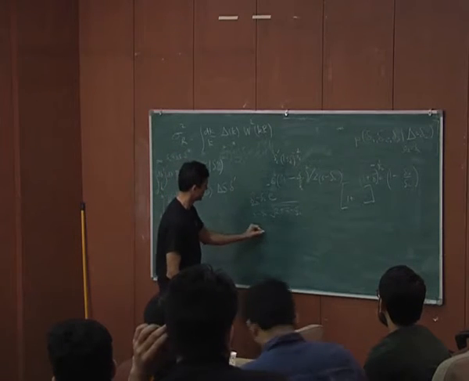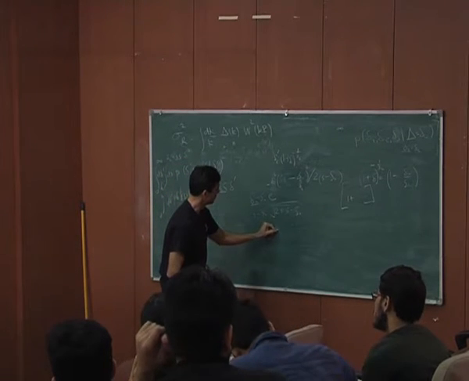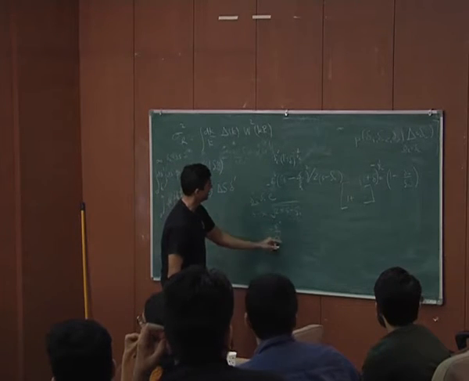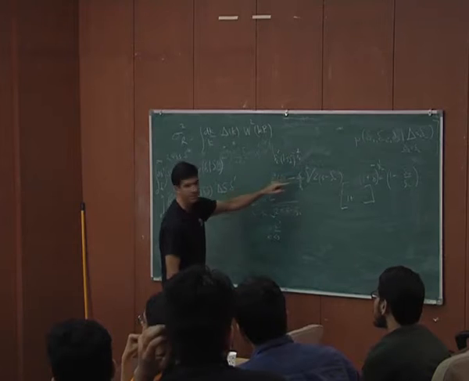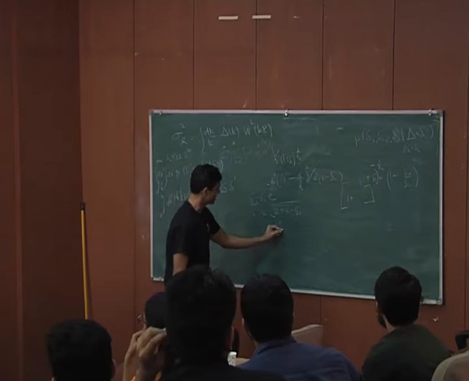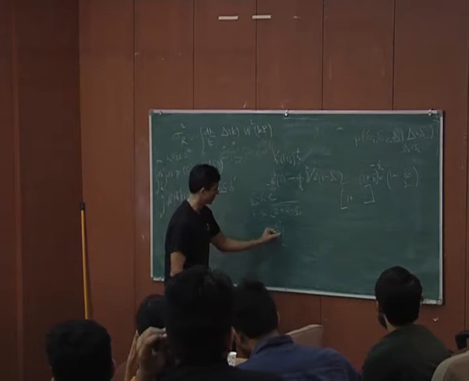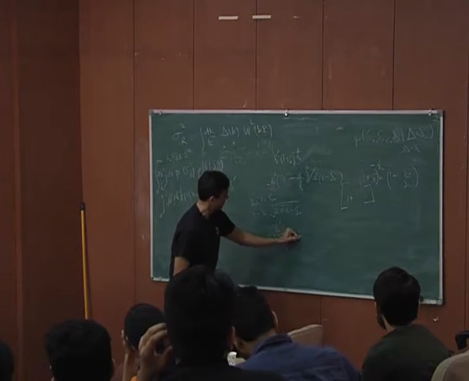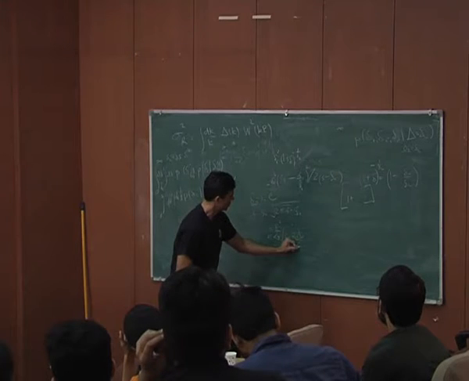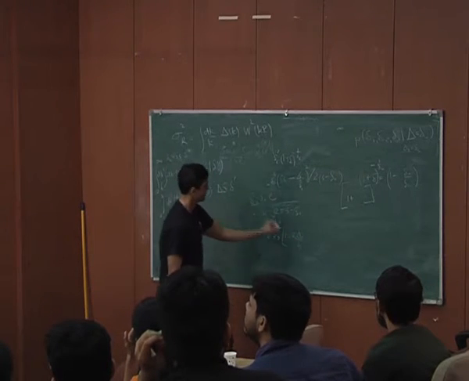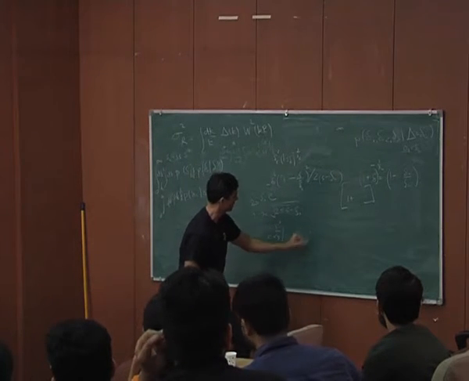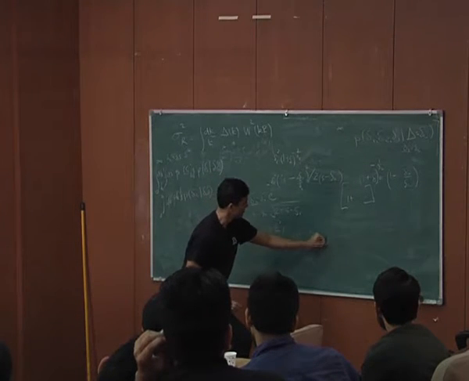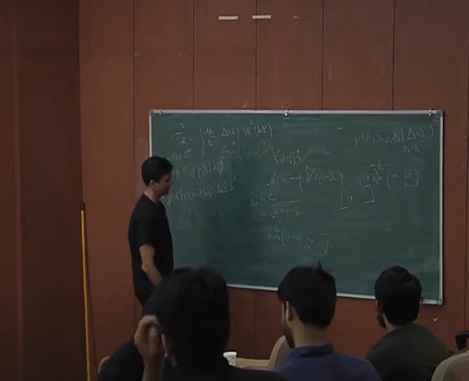So this guy will be e to the minus delta c squared over 2s. Then the e to the 2 times delta 0 delta c, that guy is the one we're expanding. So that will be 1 plus 2 delta 0 over delta c times the delta c squared over 2s, plus higher order terms.